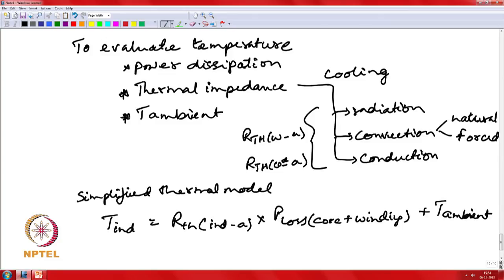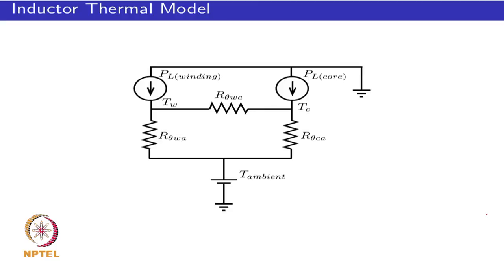So, one could then also look at a slightly more sophisticated thermal model of the inductor. One can consider thermal resistance between your winding to ambient. You could consider thermal resistance from your core to ambient. You could also consider, because the winding and core is mounted close by, you could have conduction paths or small air gaps through which you might have heat transfer between your winding to your core. So, you could then consider your temperature of your winding and temperature of your core. One could also then look at dynamic thermal models. So, if you know the thermal capacity of your core material and the thermal capacity of your windings, one could also consider the dynamic thermal models.